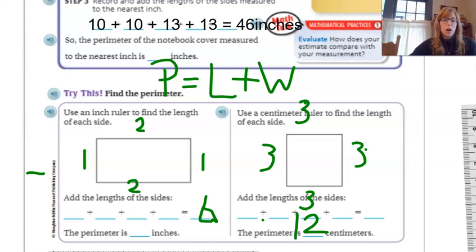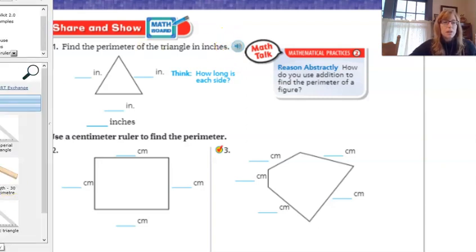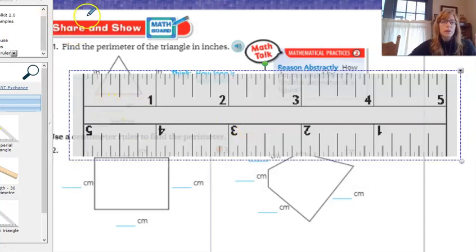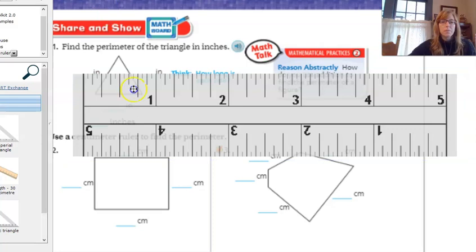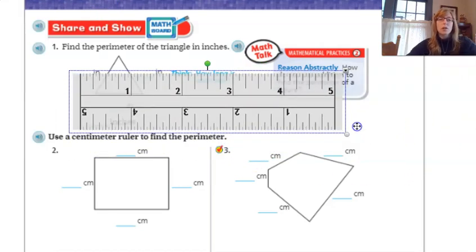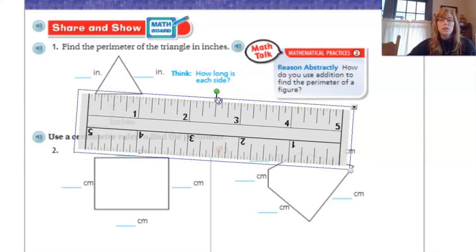So we're going to move on to our next page. Okay, so it says find the perimeter of the triangles in inches. So let's get our ruler here. All right, so there's our ruler. So you can see it's really big. So what I did was I shrunk this until it was the size of my thumb to the knuckle. Okay, so this is in inches.